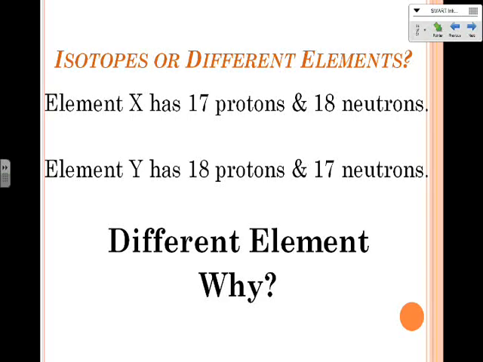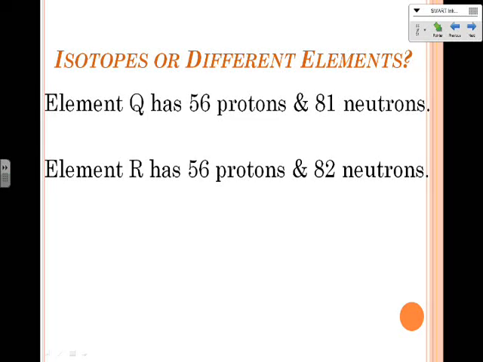These are different elements because they have a different number of protons. The neutrons don't even matter at this point, because if the protons are different, it's always going to be a different element. Pause the video and determine if element Q and element R are isotopes or different elements.